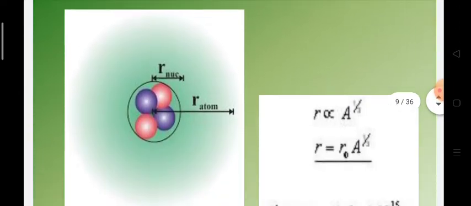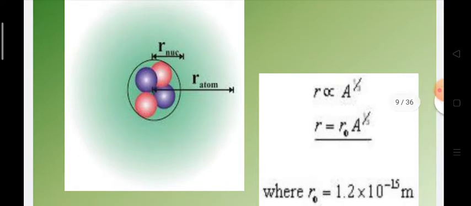Nuclear size. Nuclear size depends on the number of protons and neutrons inside a nucleus.